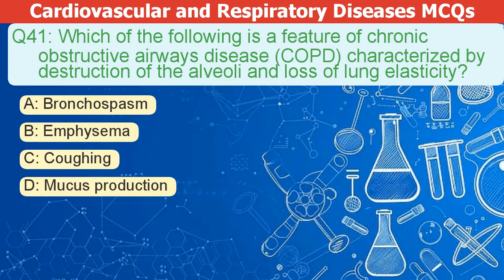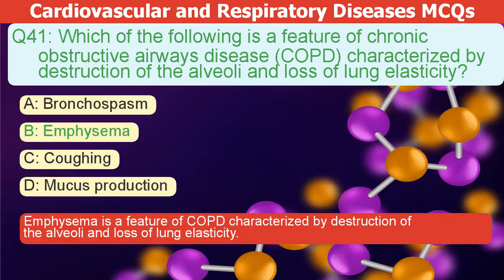Which of the following is a feature of chronic obstructive airways disease, or COPD, characterized by destruction of the alveoli and loss of lung elasticity? A. Bronchospasm. B. Emphysema. C. Coughing. D. Mucus production. The correct answer is B. Emphysema is a feature of COPD, characterized by destruction of the alveoli and loss of lung elasticity.